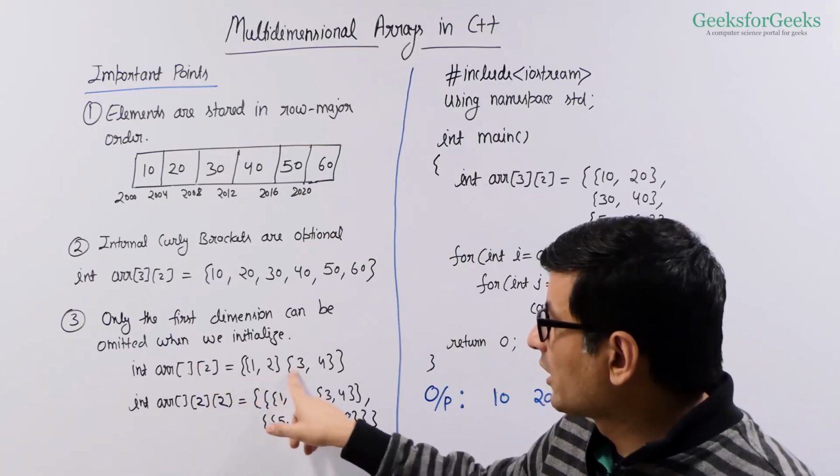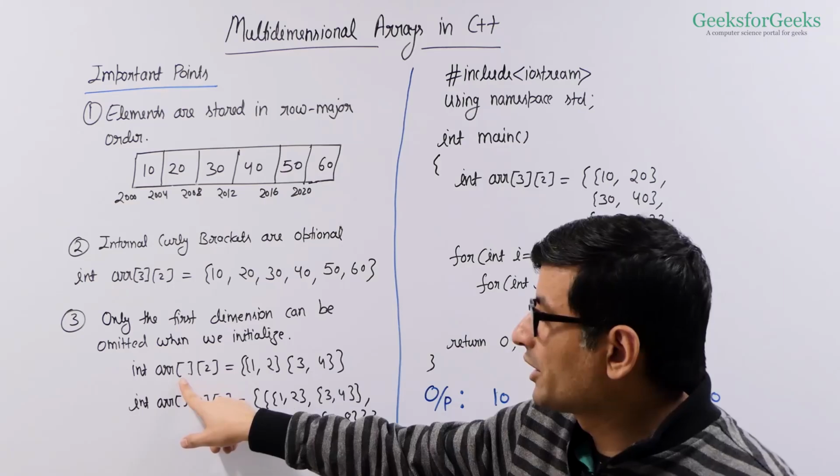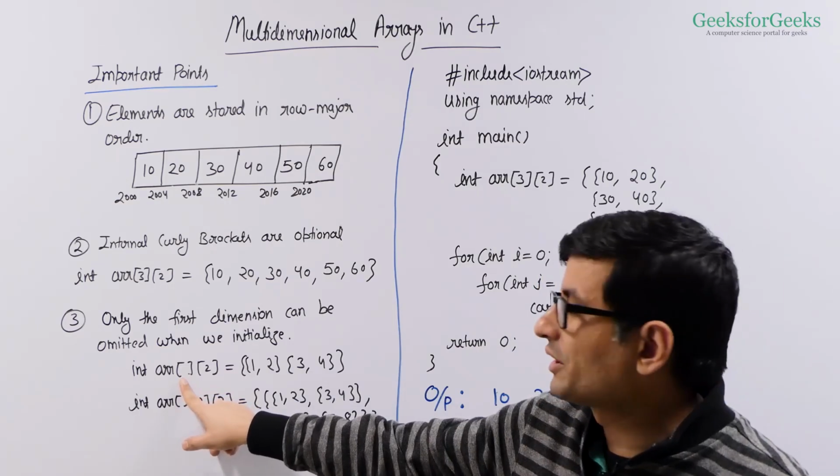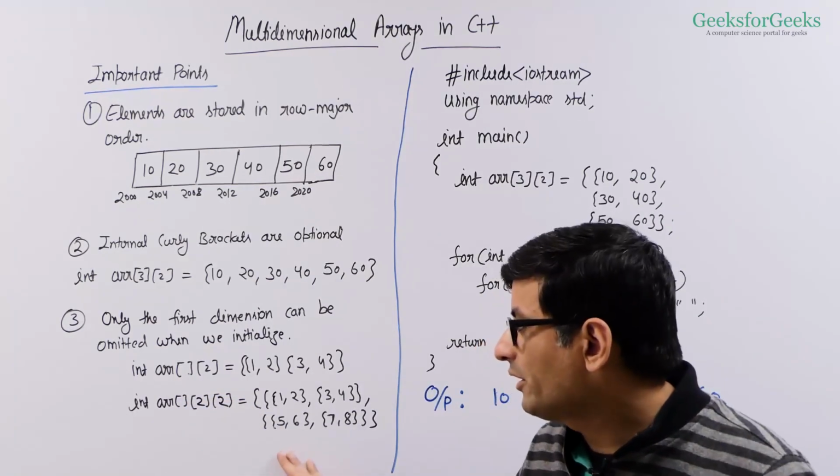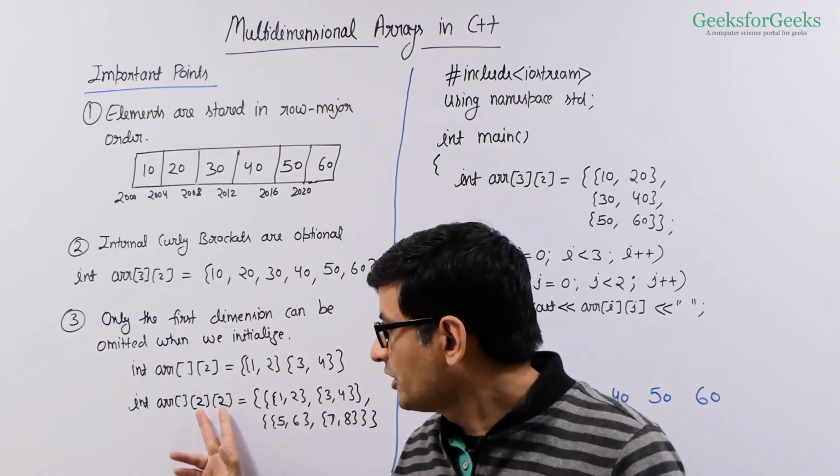Even if you don't write internal curly brackets, the compiler will figure out that there are 2 rows in this matrix. Now talking about a 3-dimensional array, we need to write down these two dimensions.